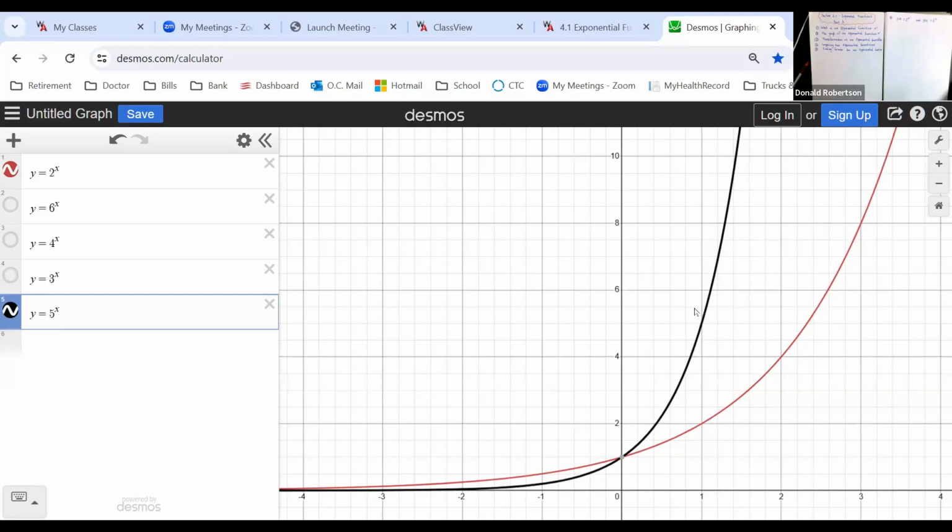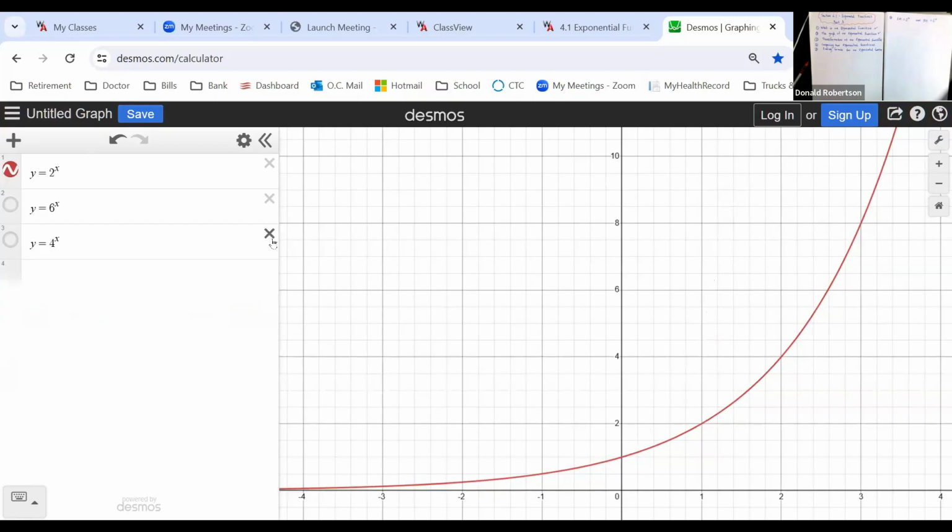Wouldn't this one, the black one, have to be 5 to the power of x because its base is bigger than 2 to the power of x? Because its base, 5, is bigger than 2, its y values get bigger quicker, right? For larger values of x, you get a bigger answer. You know, like 5 to the power of 3 is 125. 2 to the power of 3 is only 8. You can see them getting bigger.